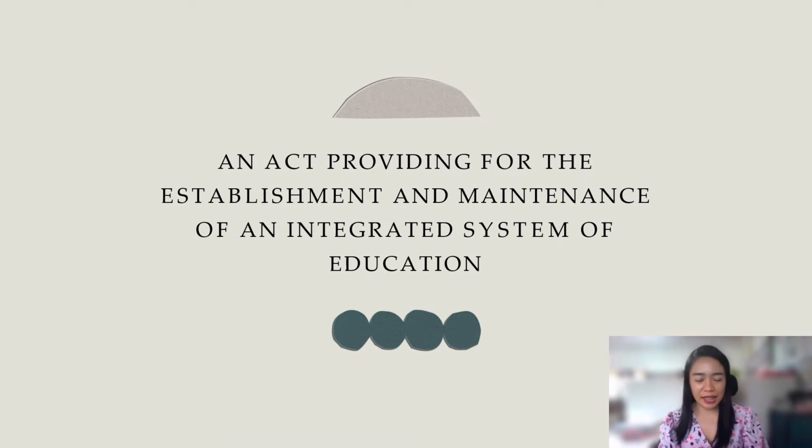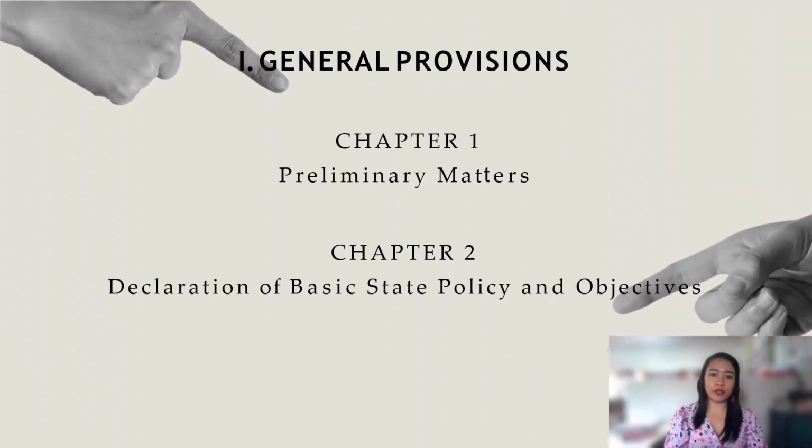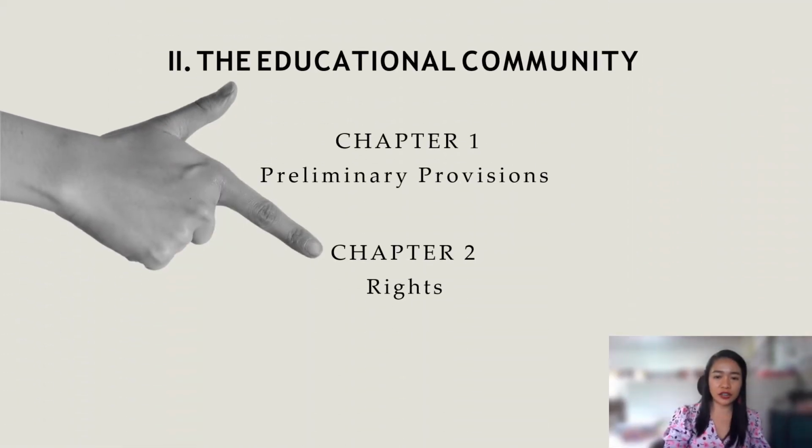So what is Batas Pambansa Bilang 232? It is an act providing for the establishment and maintenance of an integrated system of education. So we have number 1, General Provisions, Chapter 1, Preliminary Matters, and Chapter 2, Declaration of Basic State Policy and Objectives. We also have 2, the Educational Community, Chapter 1, Preliminary Provisions, and Chapter 2, Rights. So we will discuss one by one the Chapter 2, Rights.